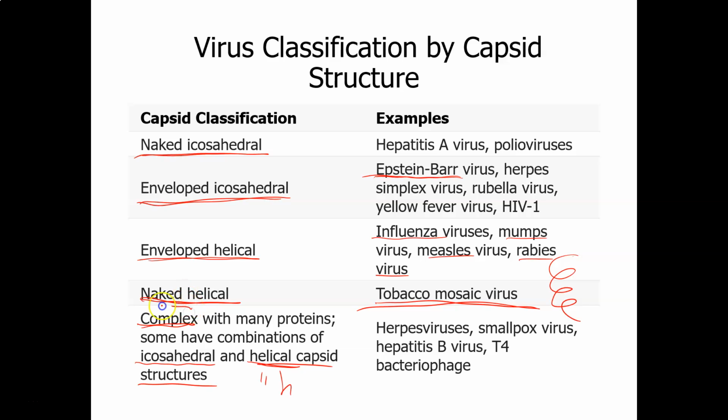Some viruses have a complex shape, and one of those is the bacteriophage, the T4 bacteriophage that infects E. coli, and we call that complex shape head and tail. It's a combination of the head, which is icosahedral, and the tail, which is helical.